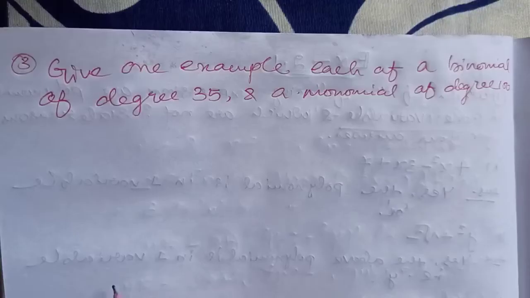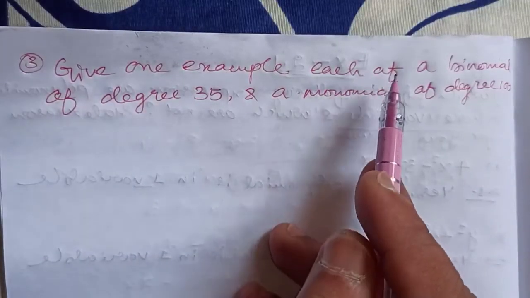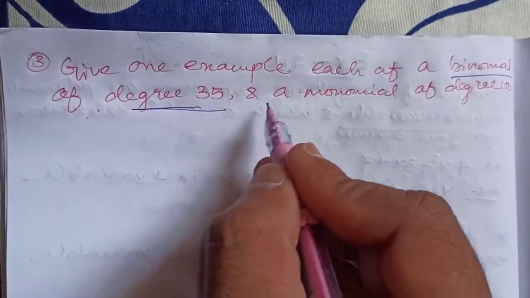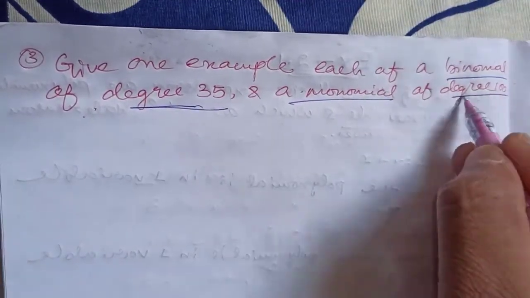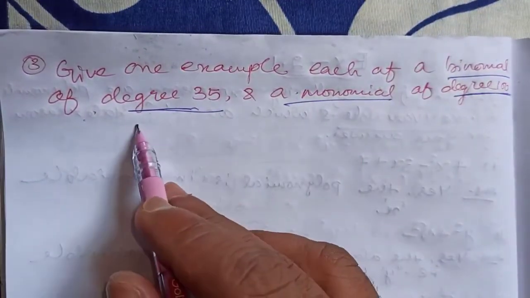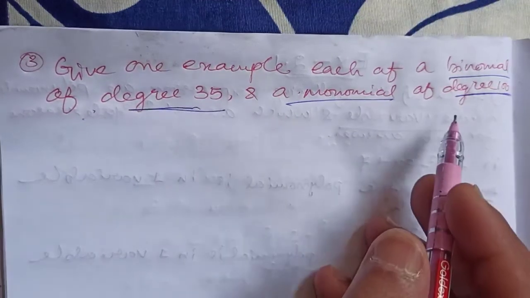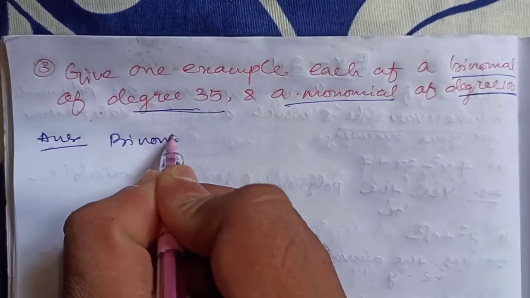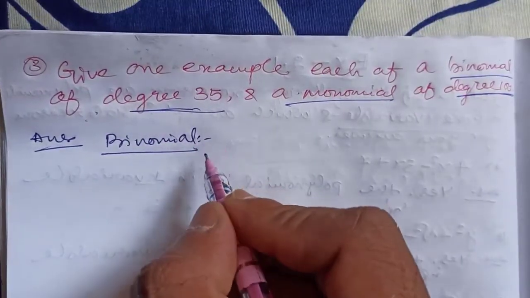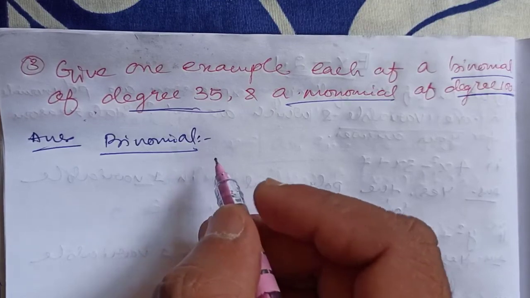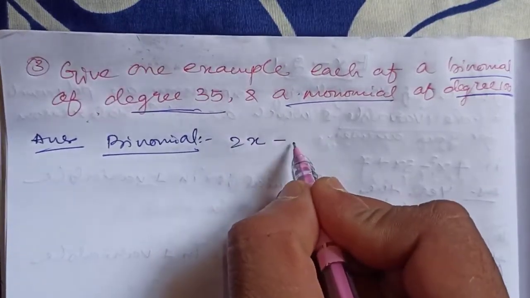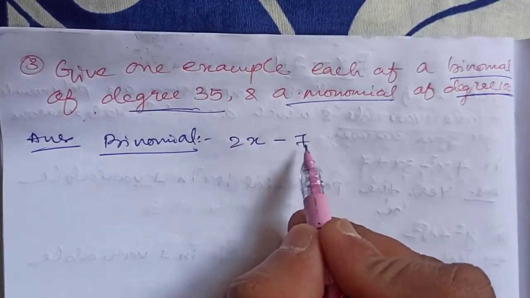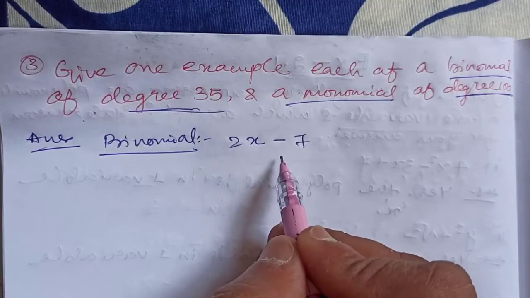Okay, next question. Question number 3, it is given, give one example each of a binomial of degree 35 and a monomial of degree 100. So we have to give one example of binomial and one example of monomial with degree 35 and degree 100. So I will write first binomial. What is a binomial? Binomial means any expression with two terms is a binomial. Suppose I will write two terms as 2x minus 7. Is it a binomial? Yes, it is a binomial. 2x is one term, 7 is one term. So this is a binomial expression.